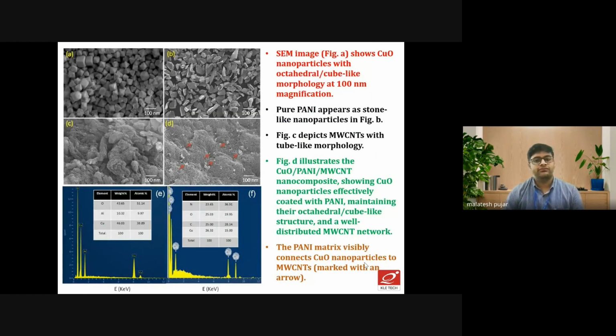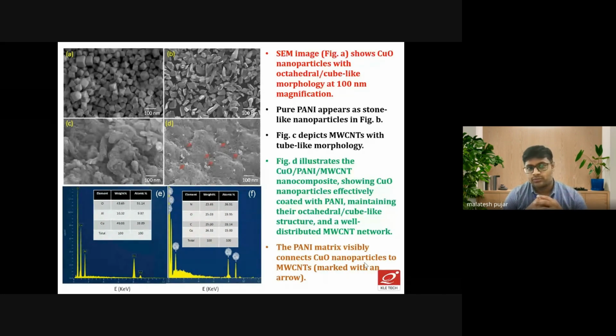These are some fine images which reveal the purity and the structure of what we have prepared. The particles we have got are of 100 nanometers. The first image, A, is representing the copper oxide nanoparticles, which are very fine particles, and the second one is representing the PANI coated, that means mixed with it, so that it is losing its structural property and it is showing a stone-like structure.